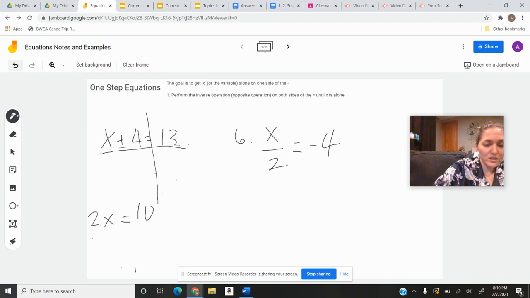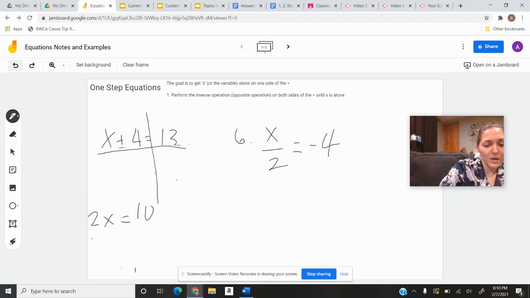I like to make a little balance beam when I solve for x because it's a good reminder that whatever I do on this side, I have to do on this side, and I need to get x by itself on one side. All right, so I need to get x alone, but I have this annoying +4 tagged along with it. I need to figure out how to get rid of it.